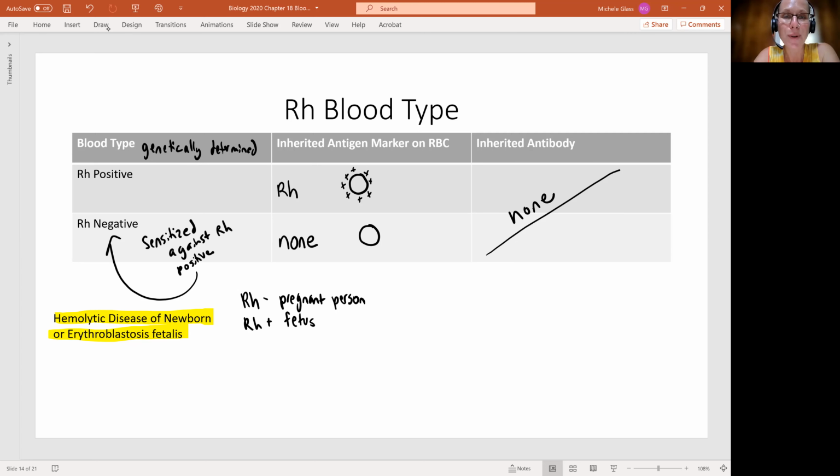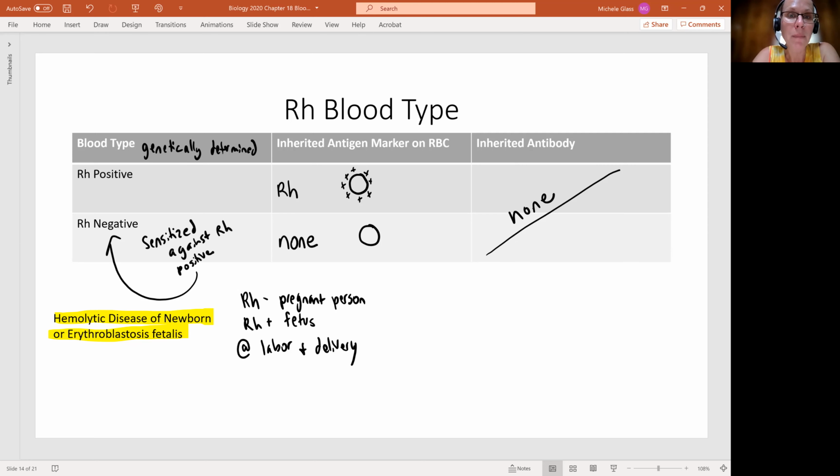And then at birth, we use the term baby or infant, okay? So if the pregnant person is Rh negative and they're carrying an Rh positive fetus, okay, at labor and delivery, there's a lot of blood. There's a lot of blood.